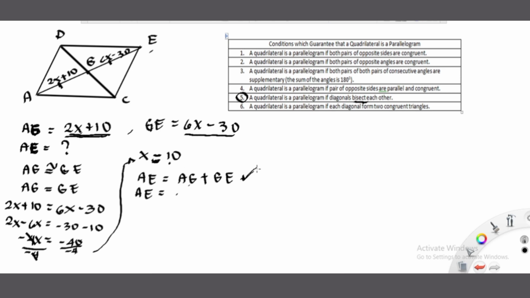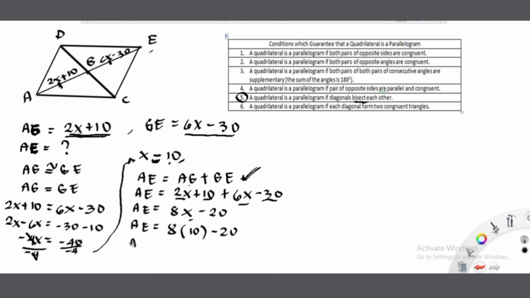Okay? So, since nakagawa na tayo ng equation, so ituloy na natin. So, we have AG, which is 2x plus 10, plus GE, that is 6x minus 30. Alright? So, we'll have AE is equal to, so combine like terms muna natin para mas mabilis. So, 2x plus 6x, that's equal to 8x. And then 10 minus 30 is negative 20. Ngayon, substitute natin ng 10 sa x. So, we're going to have AE is equal to 8 times 10 minus 20. So, diagonal AE is equal to 8 times 10, which is 80, minus 20. So, AE is equal to 80 minus 20, that is 60. So, it means to say that the diagonal AE, itong buo na to, is equal to 60.